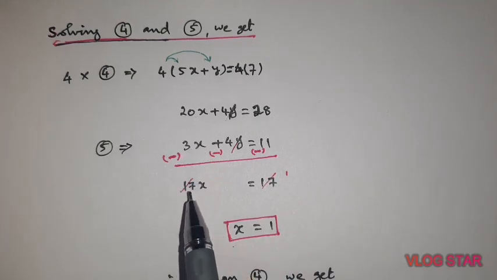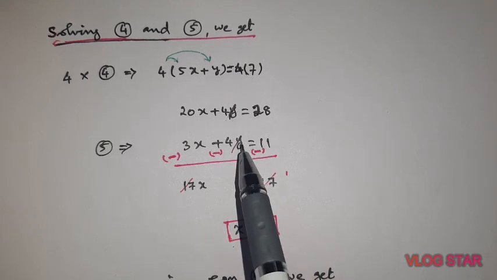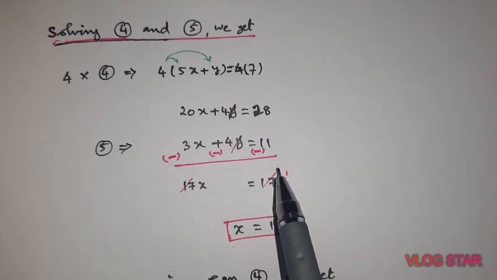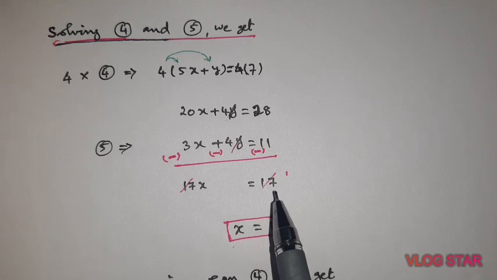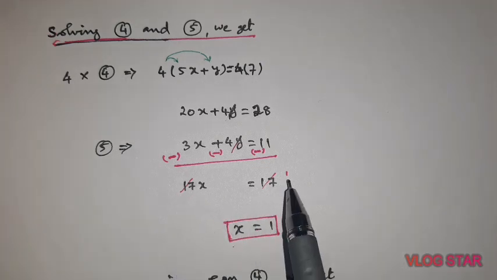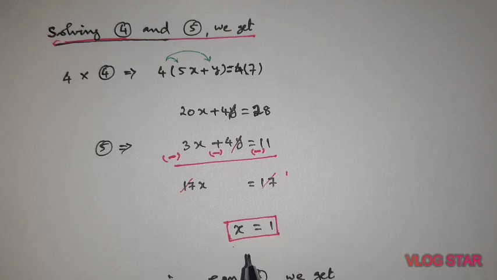20 minus 3 is 17x. 4y minus 4y gets cancelled. 28 minus 11 is equal to 17. So simplify this: 17 divided by 17, 1 times 17, so x is equal to 1. We get the value of x is equal to 1.